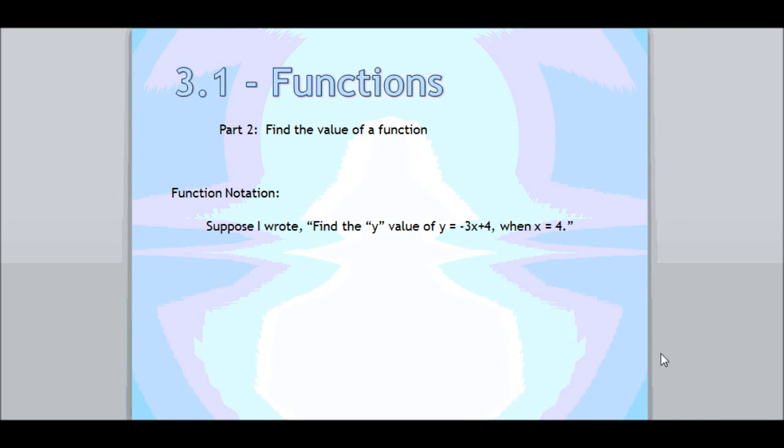Okay, welcome to Functions Part 2. So what we're going to do now is focus on the value of a function. So right now we've got to go through a little bit of some notation.